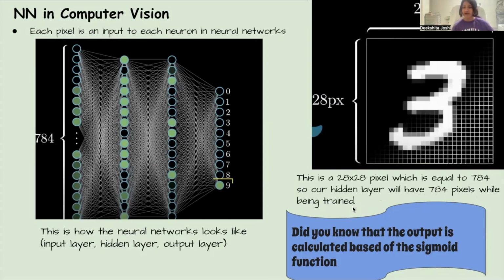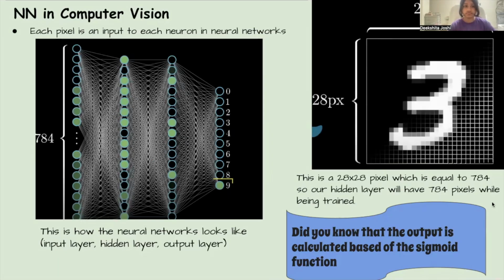Also, a tiny fun fact that is not that secret, but just cool to know: did you know that the output is calculated based off the sigmoid function? So the hidden layer doesn't do all the work. There's this tiny other layer that some people tend to ignore. It's called the sigmoid function, which calculates the output layer, because it's all based off of logic.